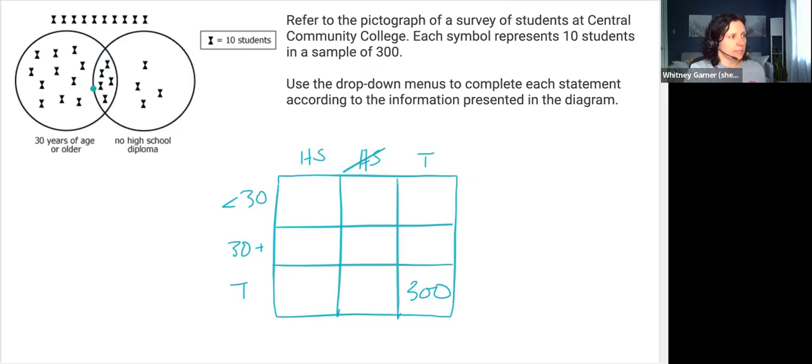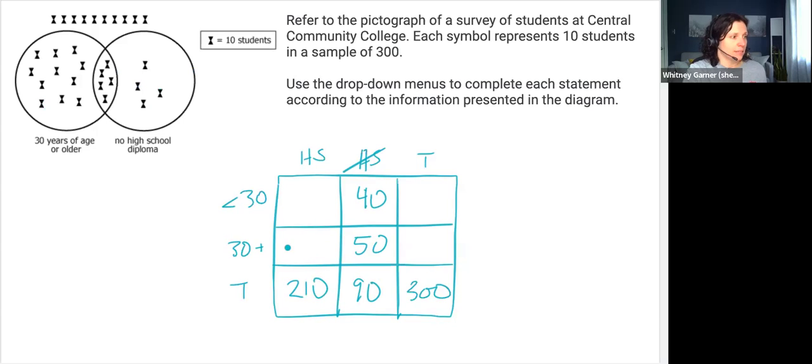So in this center box, this would be 30 years of age and older with no high school diploma. That's 1, 2, 3, 4, 5, meaning 50 students go here. So this would be people who don't have a high school diploma, but are not 30 years of age and older. So that would be these people. So 4, that would be 40 for a total of 90, which should take me over here to 210.